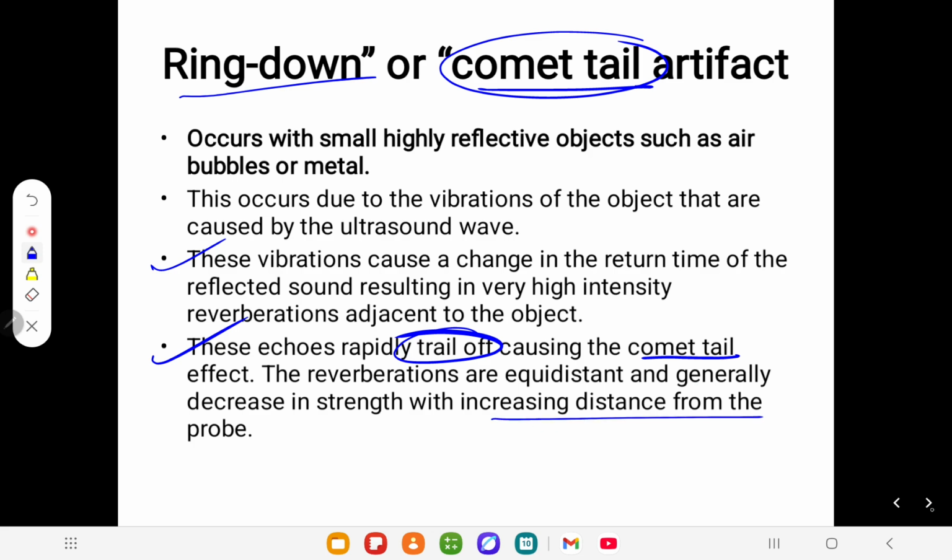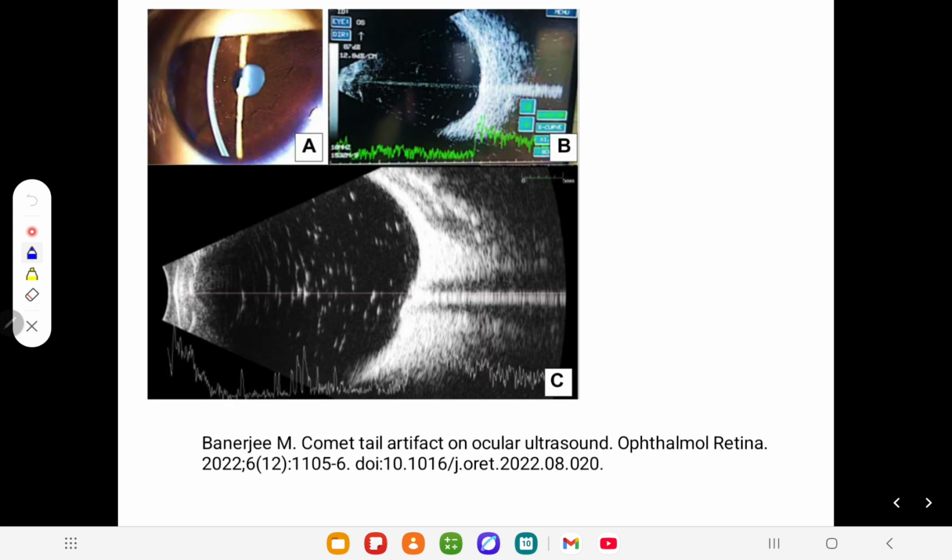Why is it called ring down or comet tail? Can you see this? There is opacity in the lens in picture A. In picture B, can you see this comet-like shadow? If there is something highly reflective, can you see this comet-like shadow? I've taken this picture from this article.